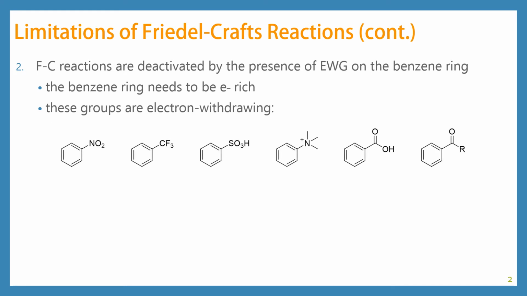The following groups are electron withdrawing: your nitro group, a halogen substituted carbon, sulfonic acid, a quaternary ammonium, carboxylic acid, ketone, any carbonyl compound. So you could throw in an ester or an amide or an aldehyde. As long as the carbonyl carbon is directly attached to the benzene, it's going to be a deactivating group.